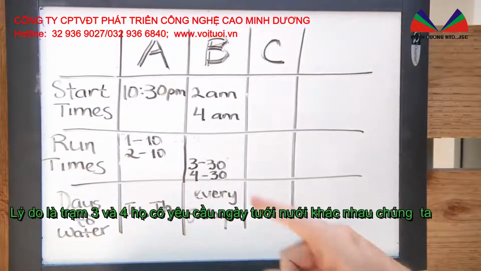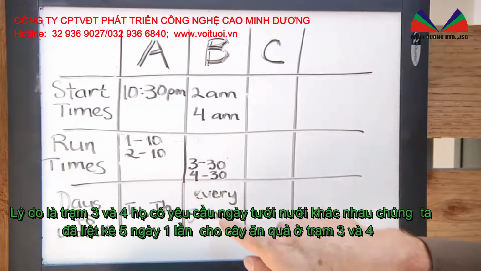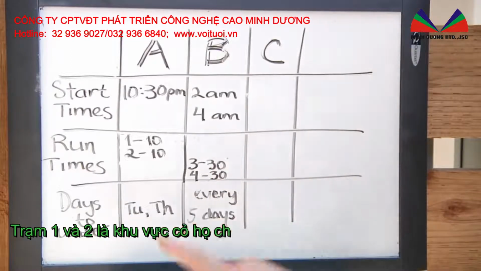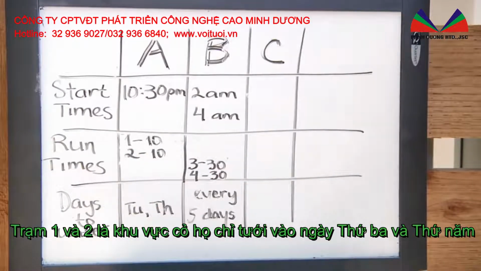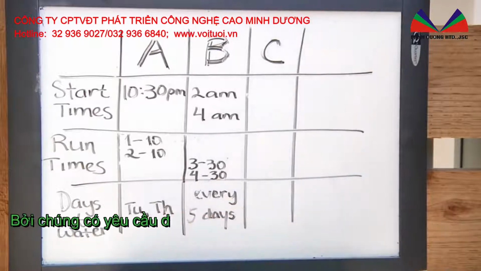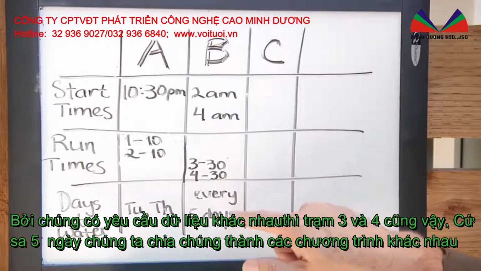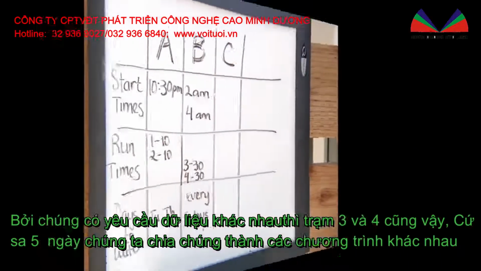The reason being, stations 3 and 4 have a different watering day requirement. We've got every 5 days listed for the fruit trees on stations 3 and 4. Stations 1 and 2 is the grass zone, and they only water on Tuesday and Thursday. So because they have different day requirements than stations 3 and 4 every 5 days, we're going to split them over different programs.